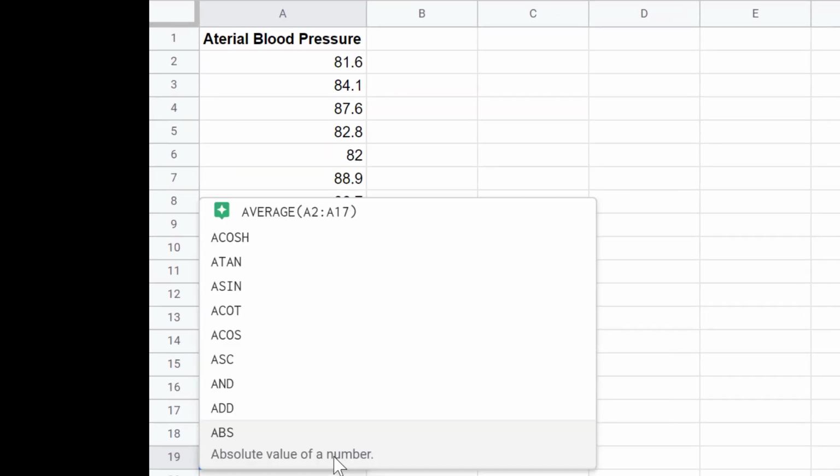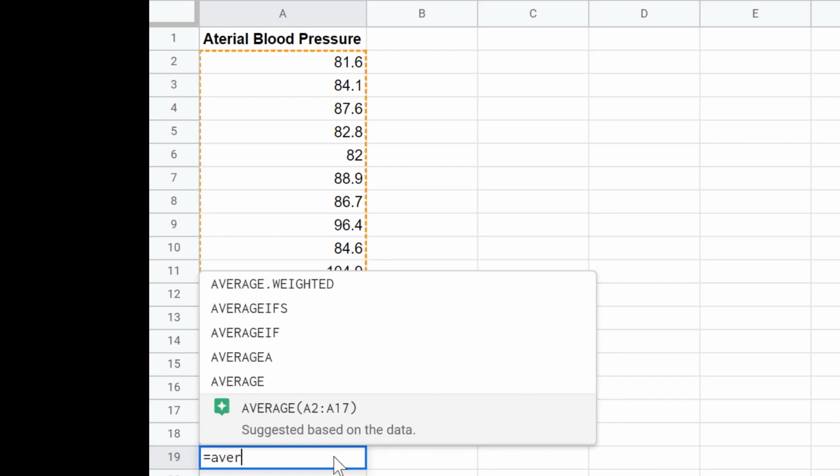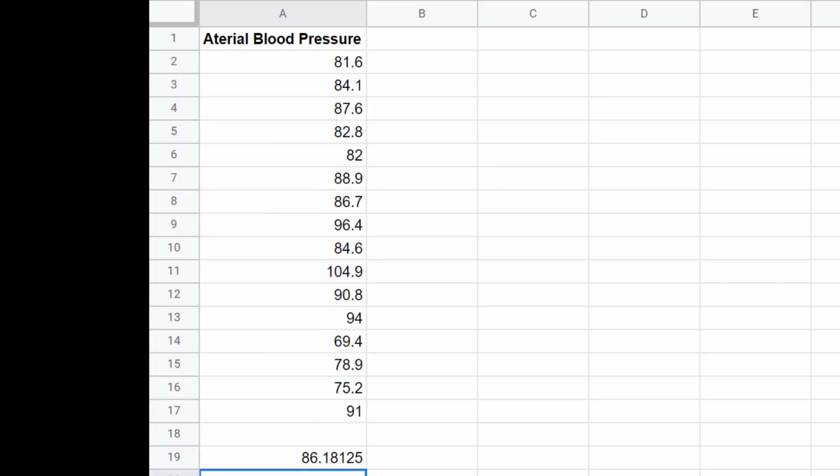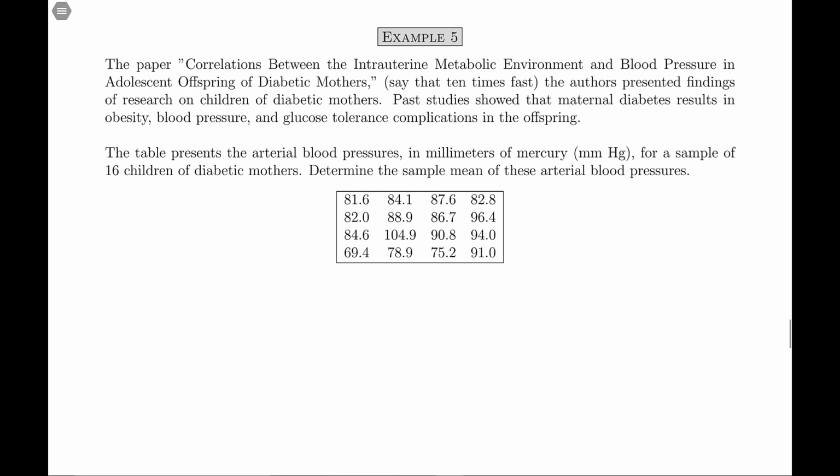We're talking about a sample mean, so it's still just the average when we're using Google Sheets. So average, then we do our parentheses, highlight the values, and hit enter. We get 86.18. And we will go back to our notes. I've got to turn off the highlighter. 86.18. That is the sample mean for those arterial blood pressures.